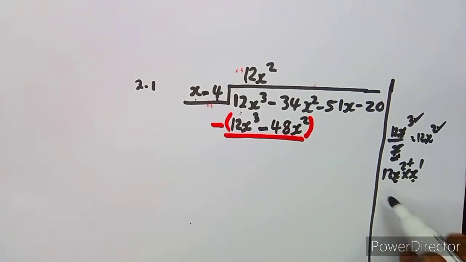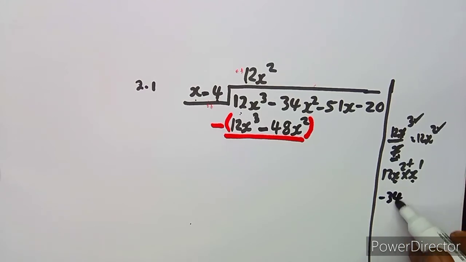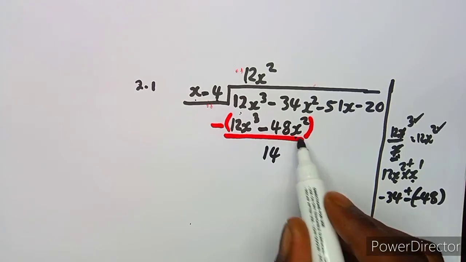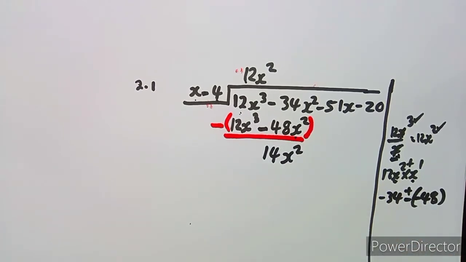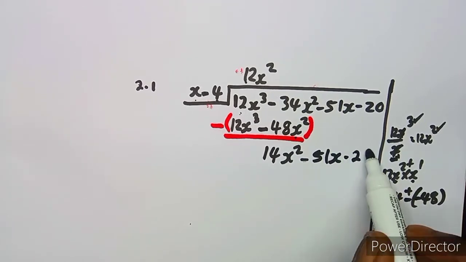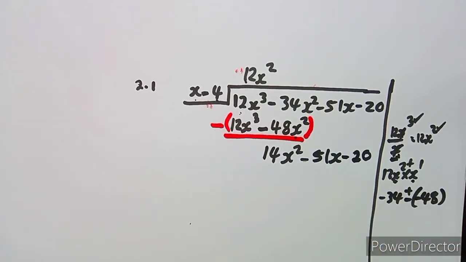So actually you can use your calculator like this, guys. Minus 34 minus 48, like this from your calculator. Because this is negative, which is actually a positive at the end. So this is going to give us 14. So you're going to have 14x squared now. So it's 14x squared out. Minus 51x minus 20, like that. So this is what you're going to have actually.